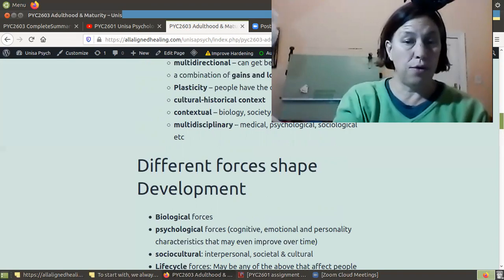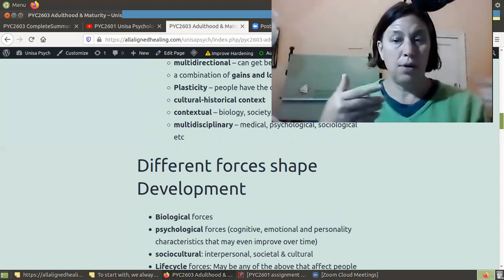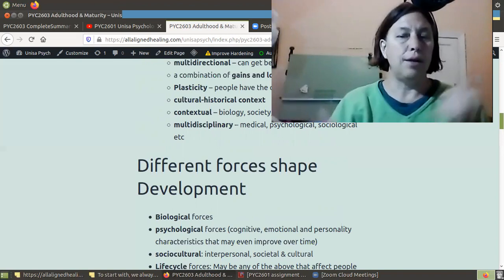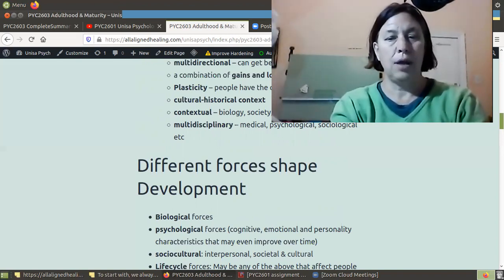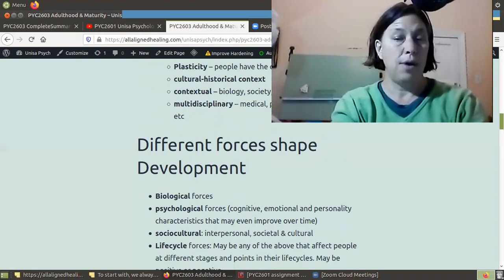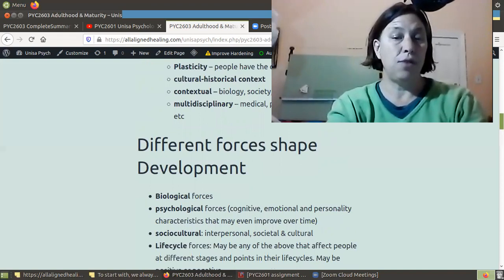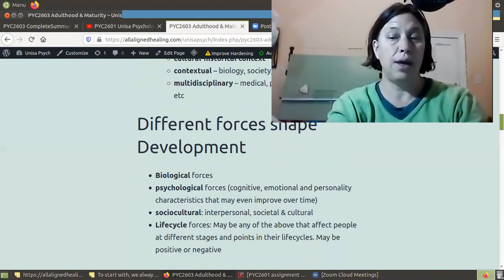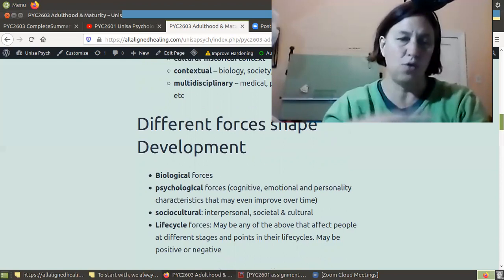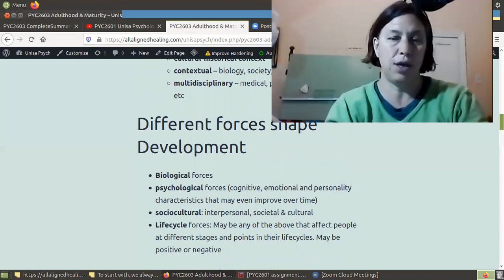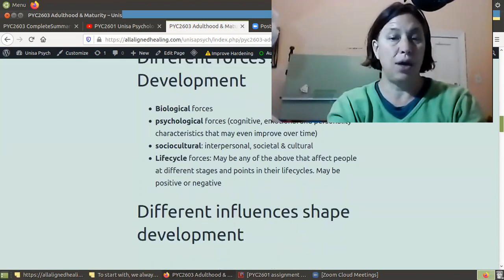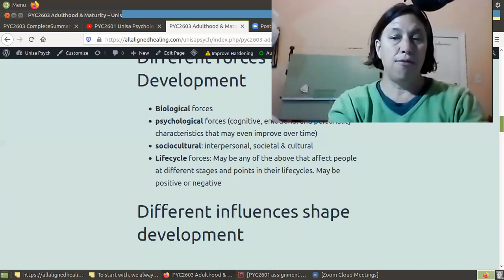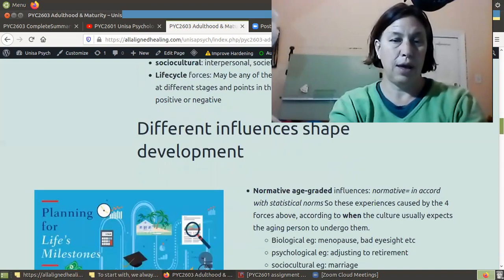Sociocultural forces are interpersonal, societal, and cultural. Life cycle forces may be any of the above that affect people at different stages and points in their life cycles, and these may be positive or negative. So life cycle forces is like a catch-all phrase for any of those other three. Those other three are the major concepts. Different influences shape development.